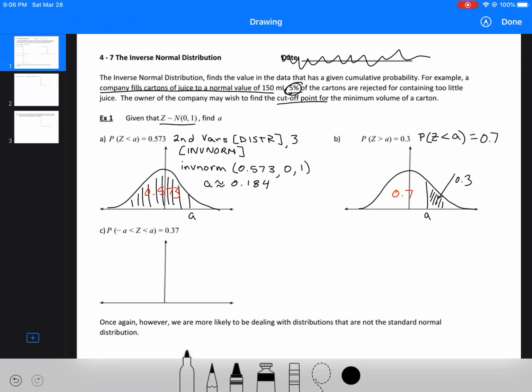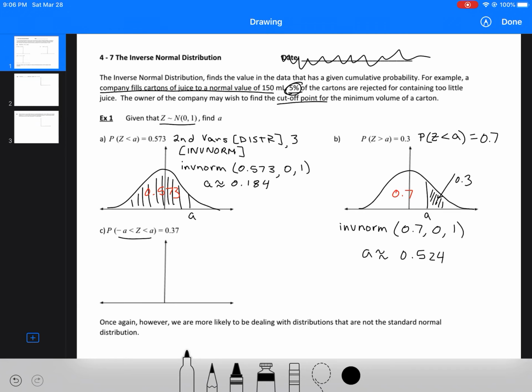Now, again, I can use my inverse normal on my graphing calculator: the area under the curve, my mean, and then my standard deviation. This is going to tell me that A is approximately 0.524. So we have a less than A, and a greater than A.